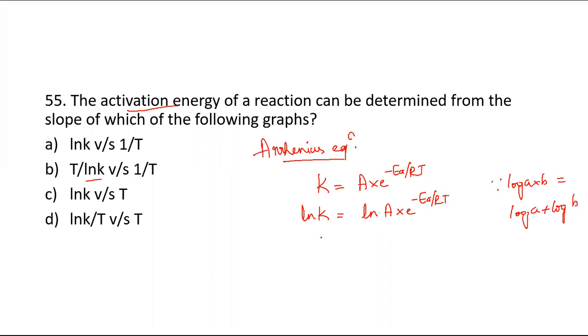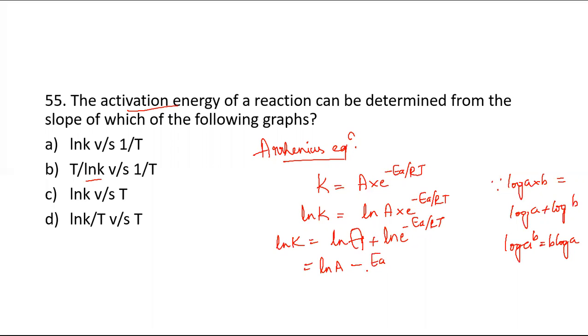This you know, right? So I will expand it like this. ln k is equal to ln A plus ln e to the power of minus Ea by RT. So ln A remains as it is. See, this is in the form of log A to the power of B, and log A to the power of B is nothing but B log A, right? So here what is B? Minus Ea by RT. Since minus into plus is minus, I have written minus directly here.